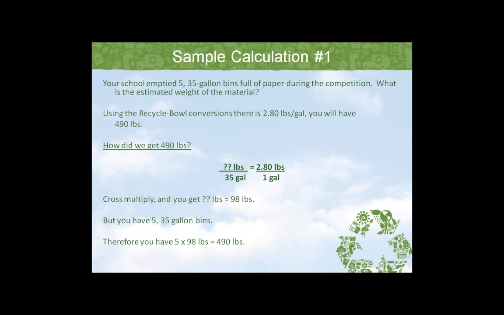For our first sample calculation, we'll be converting 5 full 35-gallon bins of paper that have been collected during the competition. Using the recyclable conversion factors, there's 2.8 pounds per gallon. So 5 full 35-gallon bins of paper would be 490 pounds. We first calculated how much one 35-gallon bin full of paper weighs by cross-multiplying and finding that one bin weighs 98 pounds. Since there are 5 of these full bins, we simply multiply 98 pounds by 5 to get 490 pounds.